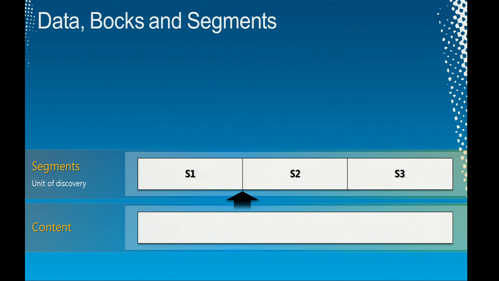Why 32? That's the number we picked. There's no mathematical reasoning behind it. It could have been 28, it could have been 46. We picked 32. These are the units of discovery. So when you use the hash to find data, the computer is looking for 32 meg segments. It's not looking for a 1 gig file. That's how we go find data.